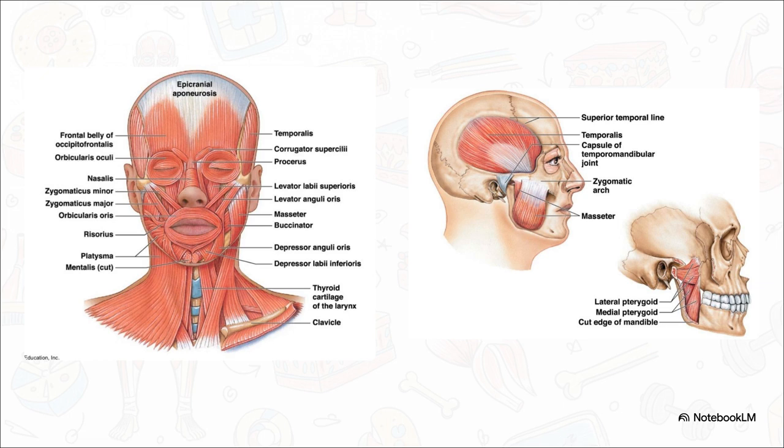On the other side, the deep muscles of mastication or chewing, like the powerful masseter, insert directly onto the mandibular bone. They don't move the skin. They pull with immense force to elevate the jawbone so you can crush your food.